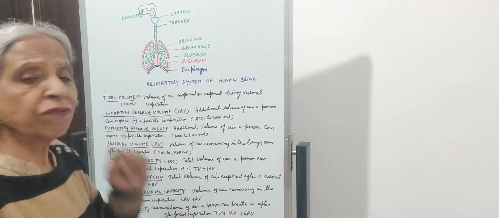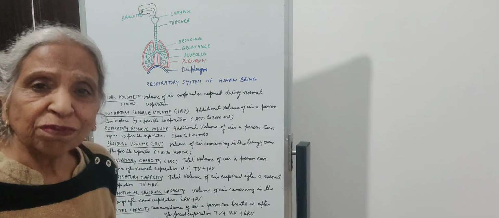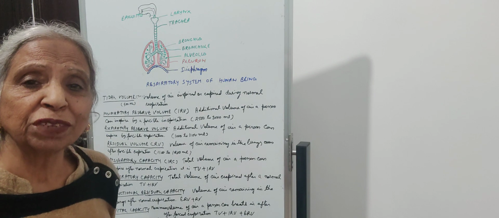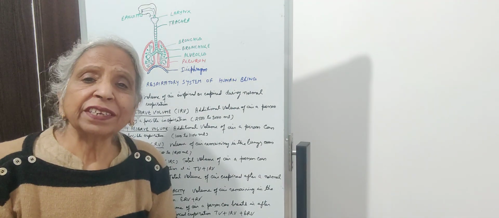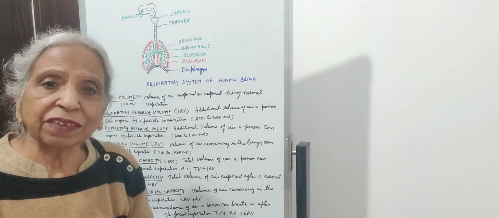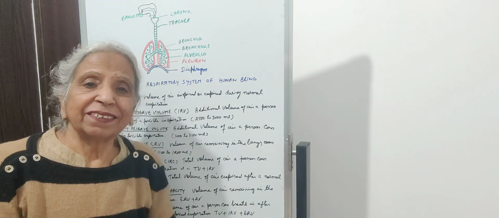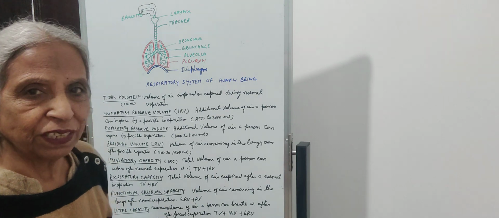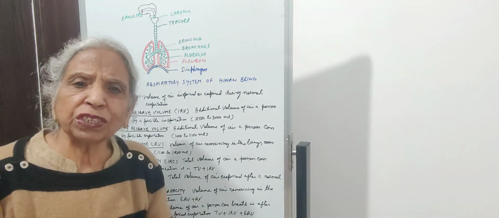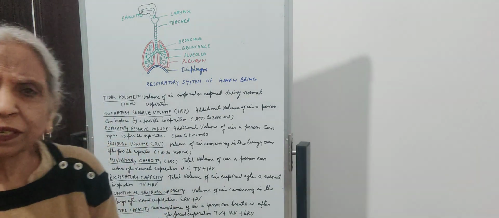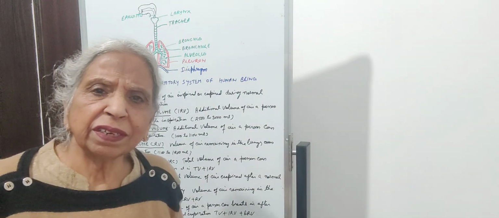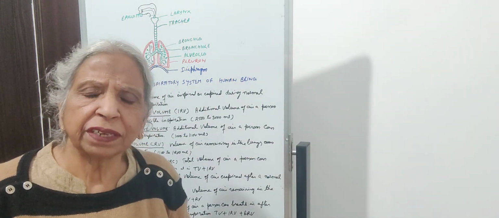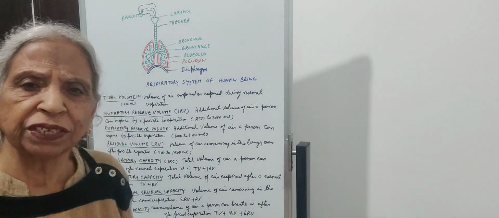So the diaphragm and the external costal muscles of the ribs and the sternum play a great role in decreasing and increasing the volume of the thoracic cavity, and it helps in inspiration as well as expiration. So the steps which are taken in breathing, or the respiration, you can say.